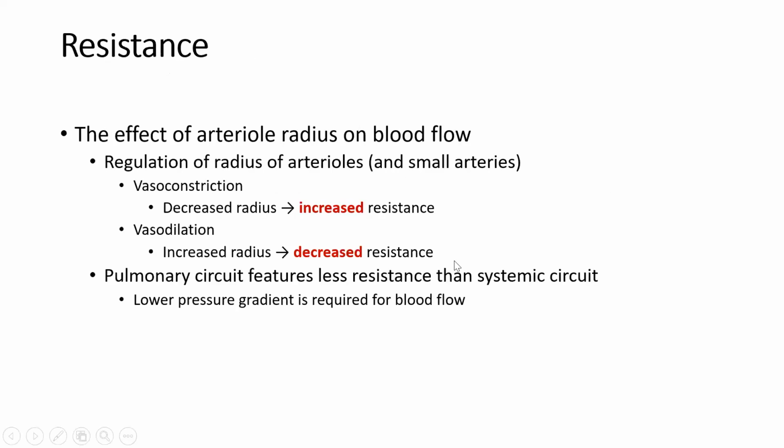Okay, so let's keep going here with resistance and talk about how we can regulate resistance. Now, most of our arterioles have this ability to influence or regulate flow by regulating the radius, specifically with arterioles, and then to some extent, small arteries as well. And it does this via two mechanisms. The first one is called vasoconstriction. And vasoconstriction is where we decrease the radius, which increases the resistance. And then the second mechanism is vasodilation. We simply increase the radius, which is going to decrease the resistance.